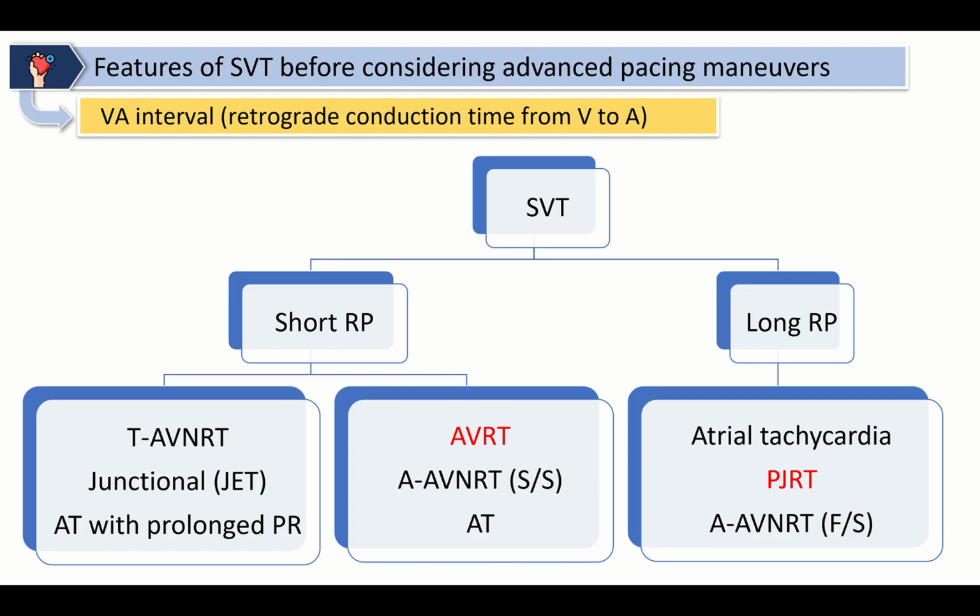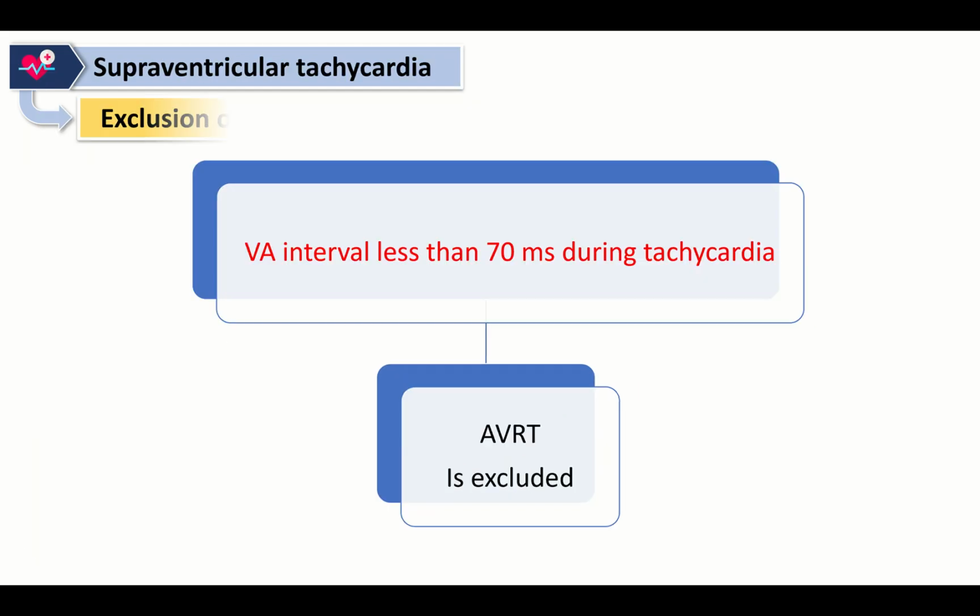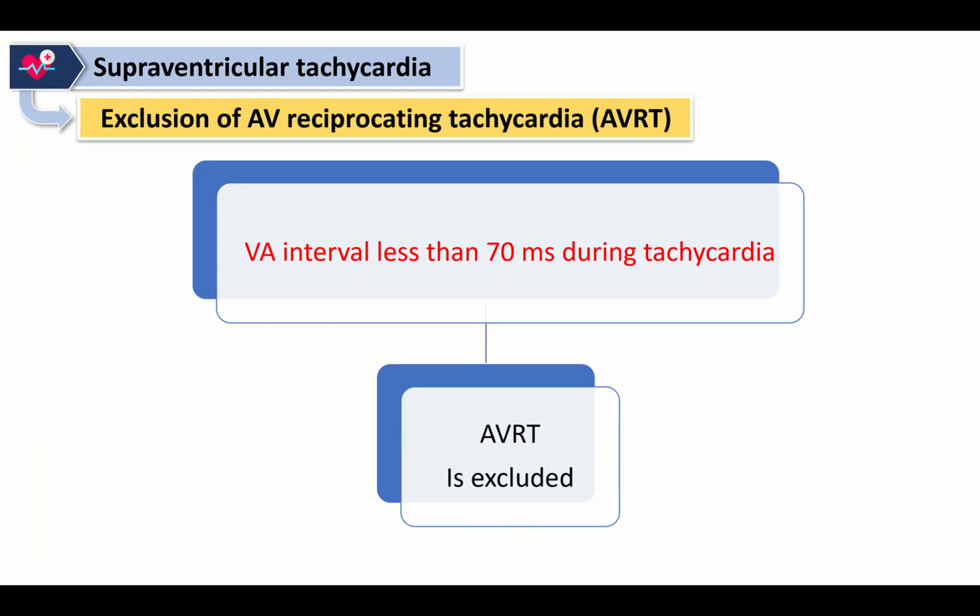Why? Because retrograde conduction through the accessory pathway takes more than 70 milliseconds: ventricular depolarization, then retrograde accessory pathway, it takes time, then reaches the atrium. So yes, it's a short RP, but the VA time, the retrograde conduction, will take more than 70 milliseconds. With one exception, PJRT, long RP tachycardia. Golden rule, if we have SVT with VA interval less than 70 milliseconds, it's impossible to have AVRT.